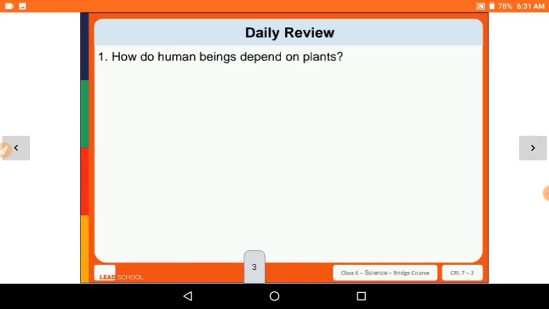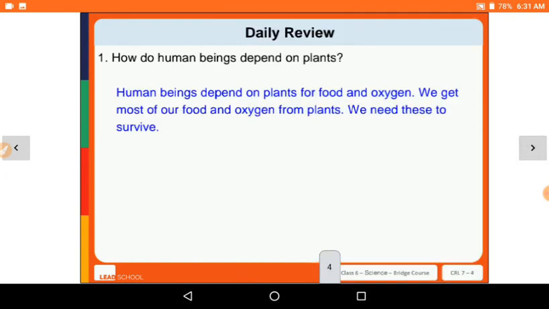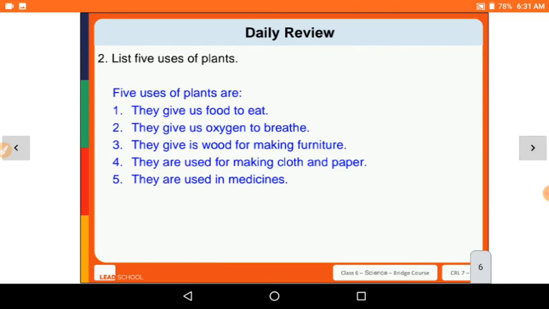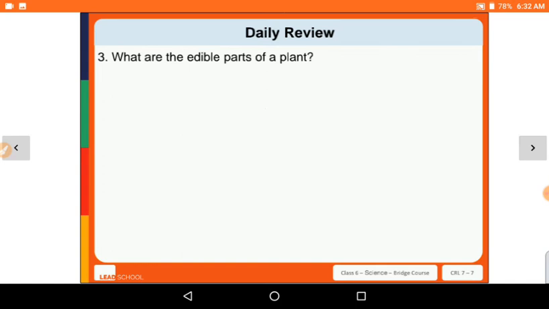How do human beings depend on plants? Human beings depend on plants for food and oxygen. We get most of our food and oxygen from plants. We need this to survive. List five uses of plants. Five uses of plants are: they give us food to eat, they give us oxygen to breathe, they give us wood for making furniture, they are used for making clothes and paper, and they are also used in medicines.